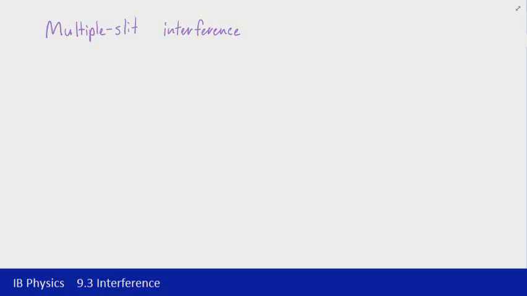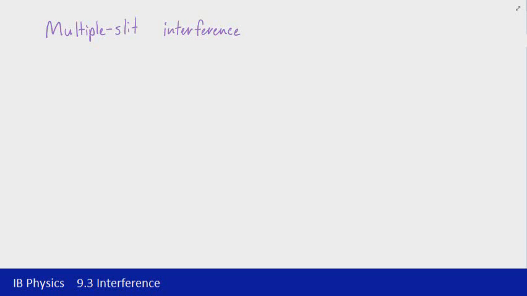In the previous two videos we've been looking at double slit interference. We're now going to take that a step further and look at multiple slit interference. There are a number of aspects to identify here when we look at more than two slits, but I should point out that the maths behind it is not something that you need to focus on.